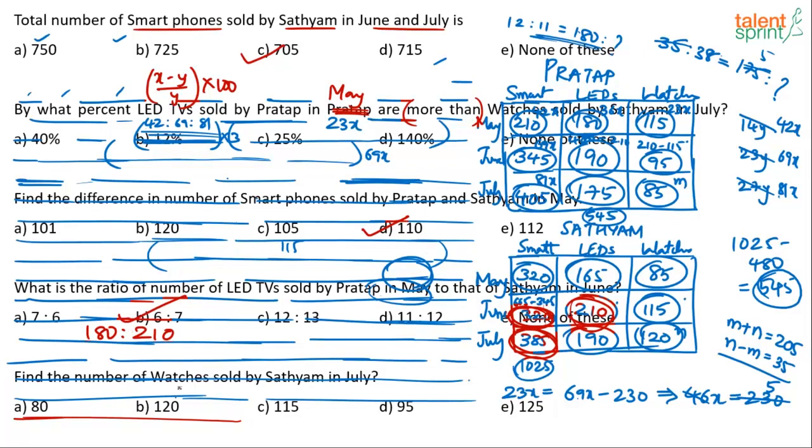The last question. Find the number of watches sold by Satyam in July. Watches Satyam in July, 120 straight. That's a direct pick. 120 is the answer. So as you can see, answering these 5 questions is very easy. I mean, it hardly takes any time. Less than 45 seconds to answer all the 5 questions.